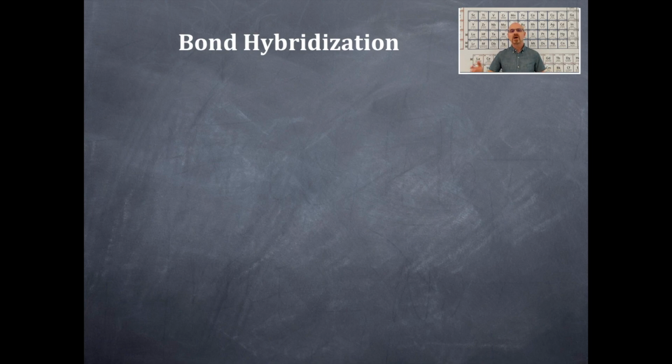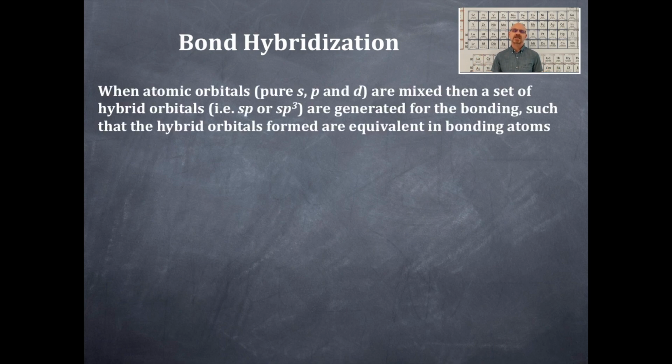Bond hybridization is very similar to that. Instead of having pure s, p, and d orbitals, we are going to mix these such that we have hybrid orbitals, like an sp hybrid orbital, or an sp2, or an sp3, or an sp3d, or an sp3d2 hybrid orbital. These are generated such that the hybrid orbitals formed are equivalent in bonding atoms.